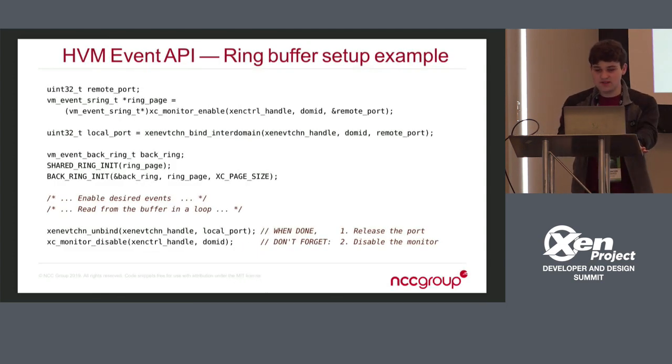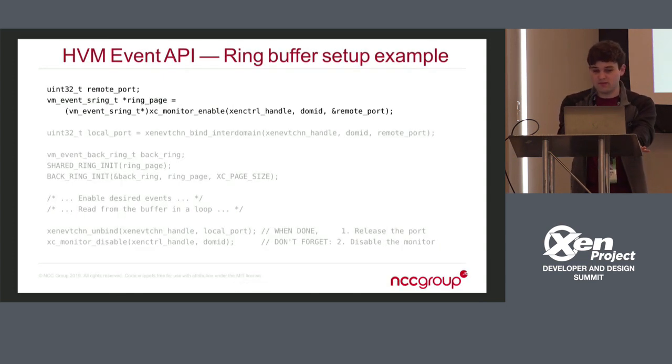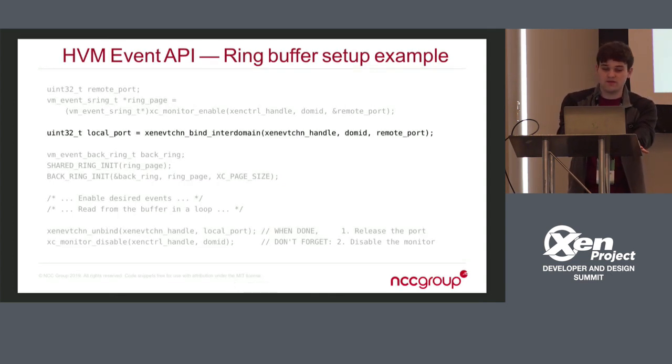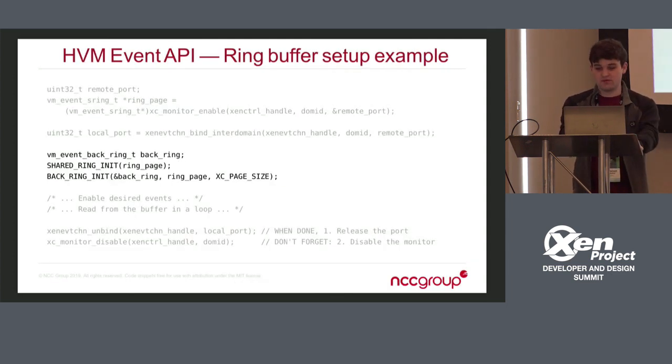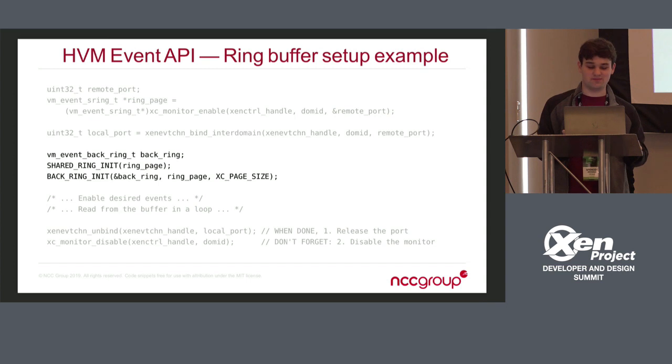So here's an example of setting up and using the ring buffer. First, we call xc_monitor_enable to set up the ring page, get a pointer to it, and then get the remote port. We pass the remote port to xen_evtchn_bind_interdomain, and that will set up the event channel and give us a local port. Then this is the initialization you have to do for the ring page, just these two macros, SHARED_RING_INIT and BACK_RING_INIT, and you initialize a back ring value that will be used for future invocations. Make sure to do this right here in this order verbatim, because otherwise the ring page will not be set up correctly and it will behave weirdly, I'm sure.